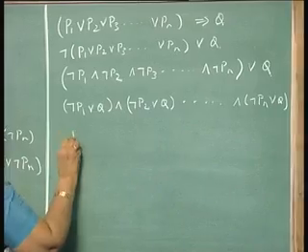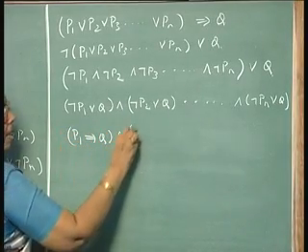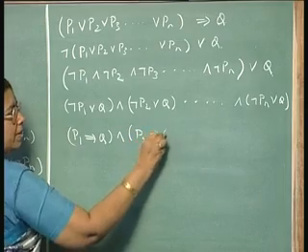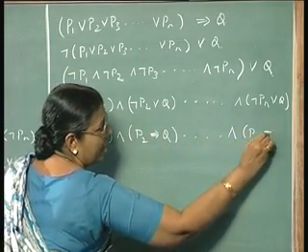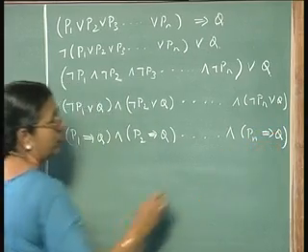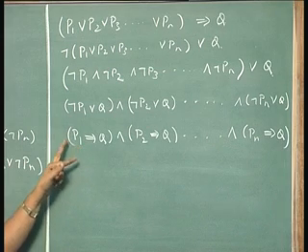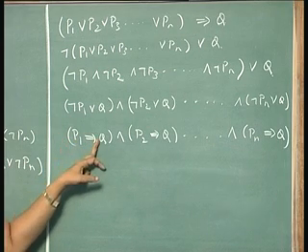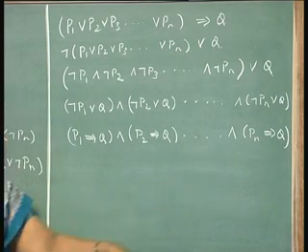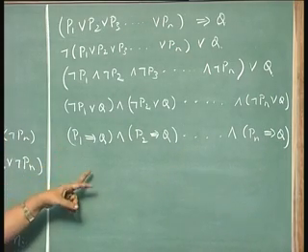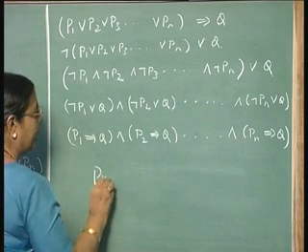So, this you can write as P1 implies Q and P2 implies Q and Pn implies Q. So, you must prove for every Pi that Pi implies Q. P1 implies Q, you have to prove P2 implies Q, you have to prove P3 implies Q, and so on. You have to prove each and every one of these statements. This is called proof by cases.